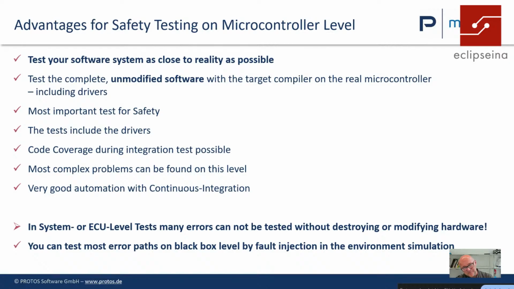For many projects it might be the most important test for safety. On a system level, you cannot modify your environment as necessary to test all the shutdown paths for errors, for example. We have many customers that test all the error shutdowns on this level, because they cannot do it on system level, and they cannot do it on unit test level, because they have no idea what the driver might do in your test case.